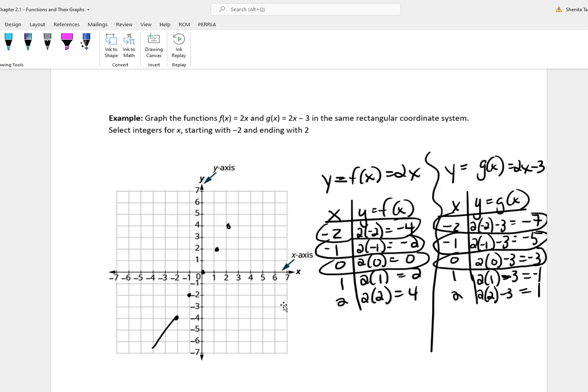As you can see, your points go into a straight line. I'm sorry if my line is crooked because I really can't draw freehand like this. So this is your graph. This is for f of x.